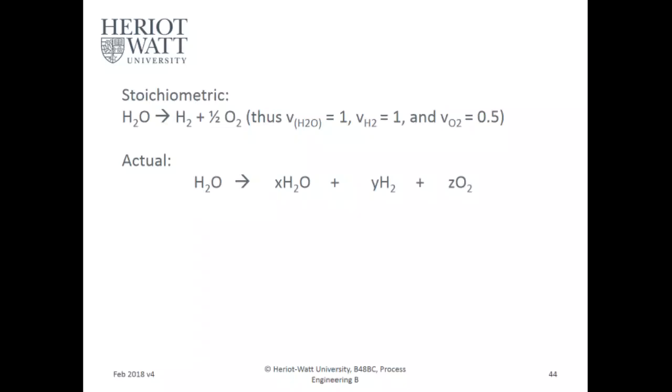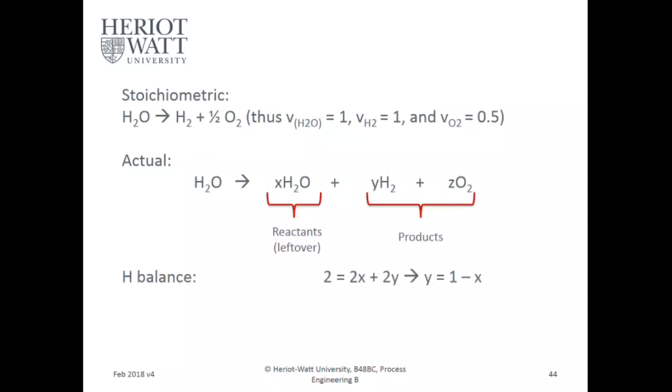Actual would be H2O turns into X H2O plus Y H2 plus Z O2, because you won't be able to convert all the water. So you will have water plus hydrogen plus oxygen. So reactants left over and your products.